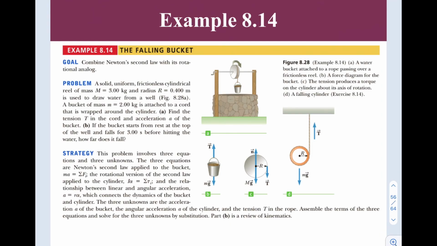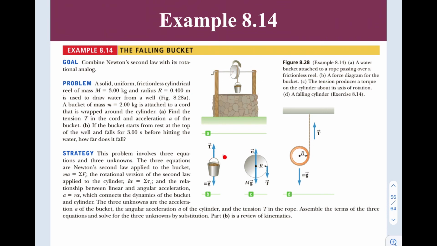Example 8.14, the falling bucket. A solid, uniform, frictionless cylindrical reel of mass M equal to 3 kg and radius R equal to 0.4 meter is used to draw water from a well. A bucket of mass m equal to 2 kg is attached to a cord that is wrapped around the cylinder. A: Find the tension T in the cord and acceleration A of the bucket. B: If the bucket starts from rest at the top of the well and falls for 3 seconds before hitting the water, how far does it fall?